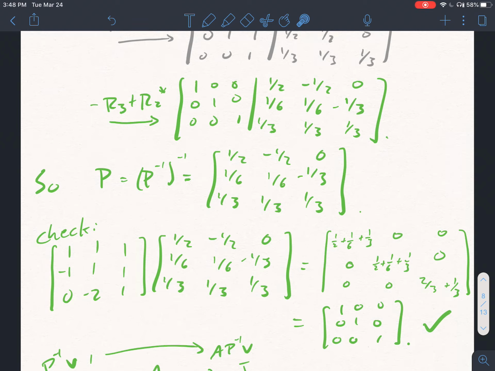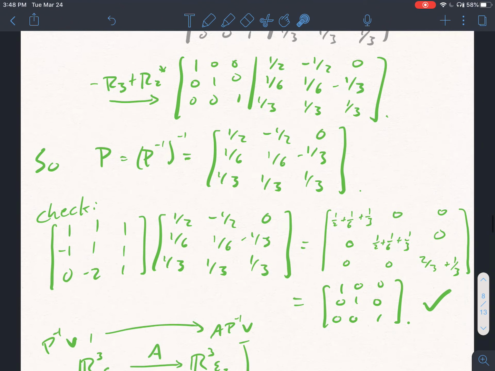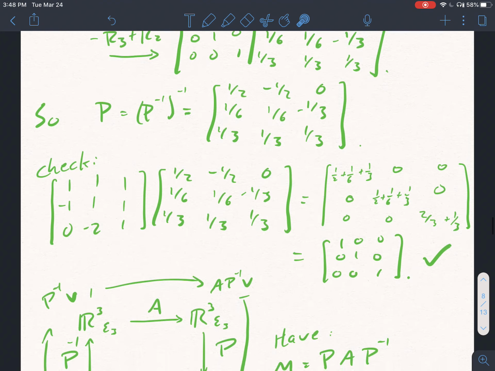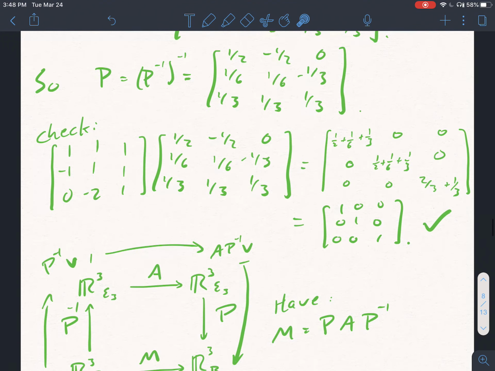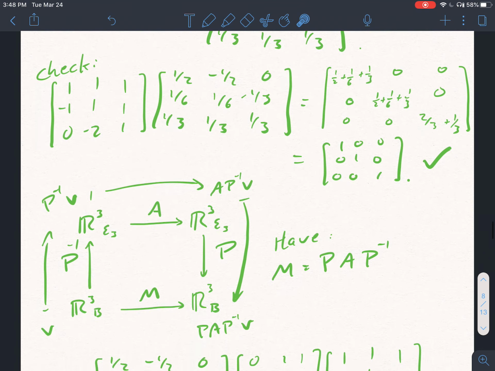Anyway, you can check this and make sure that it gets you the identity matrix, and of course it does in this case now. And so this is the correct matrix for P. So now I have P, and I have P inverse as well. This one was P inverse, and this one was P. So I have all this stuff in my diagram here.